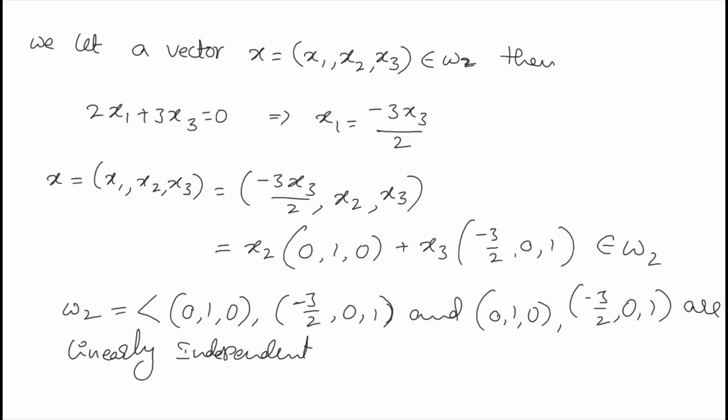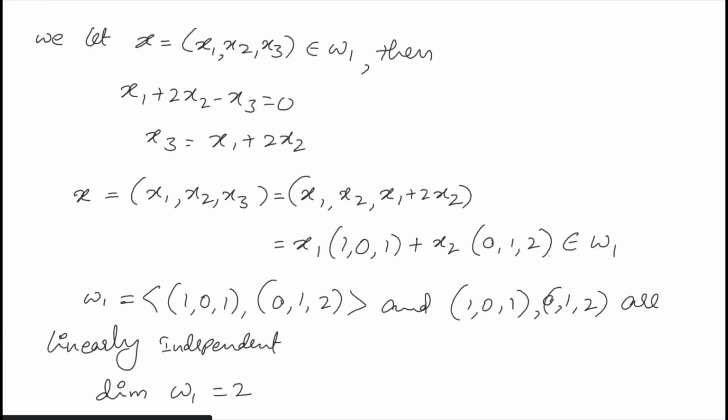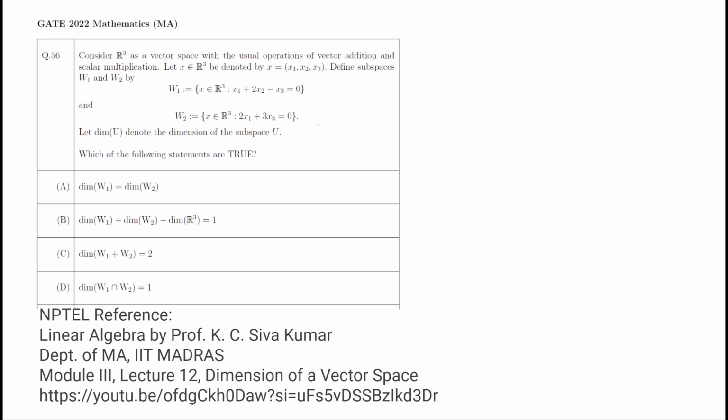So we can say the dimension of W2 is equal to 2. By looking at the options, we can say the first option is correct, as we get dimension of W1 equal to dimension of W2 equal to 2.